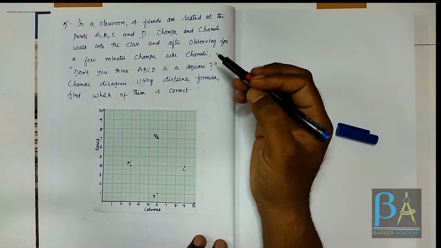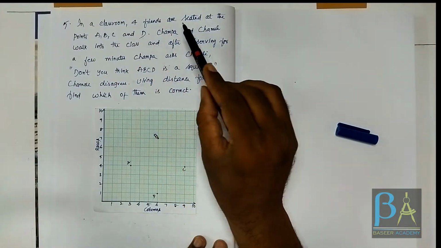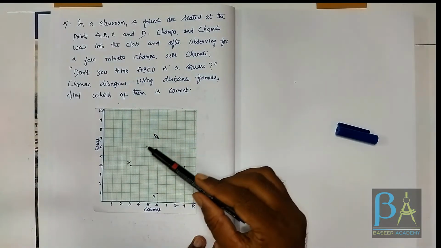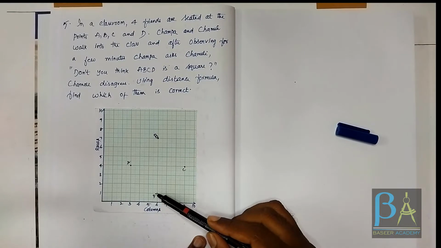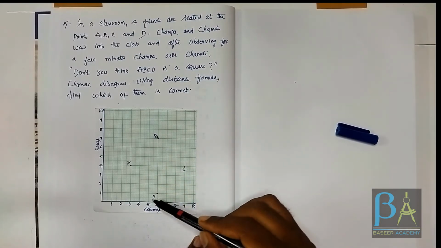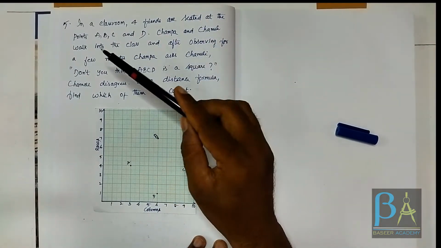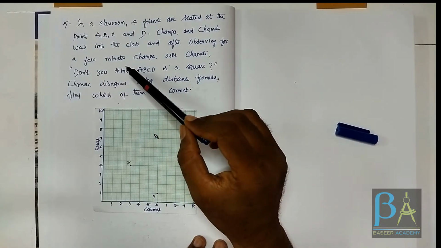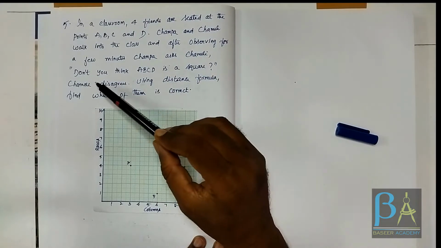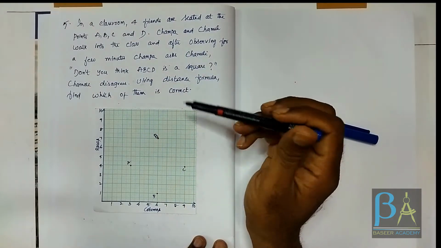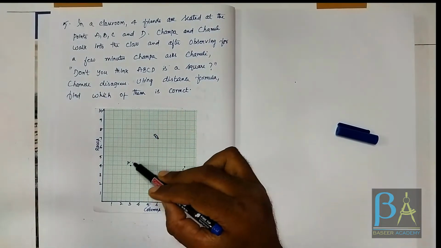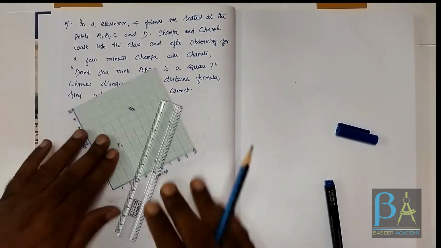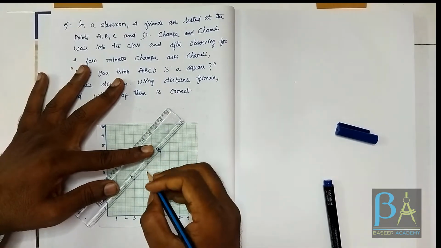Okay, so in question number 5, it says, in a classroom, 4 friends are seated at points A, B, C and D. This is point A, this is point B, this is point C, this is point D. So there are 4 friends who are seated at these 4 points. Champa and Chameli walk into the class, and after observing for a few minutes, Champa asks Chameli, don't you think ABCD is a square? So Champa feels that ABCD should be a square, which means if you join the points A, B, C and D, you should get a square.